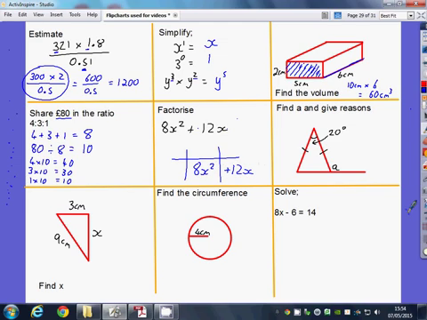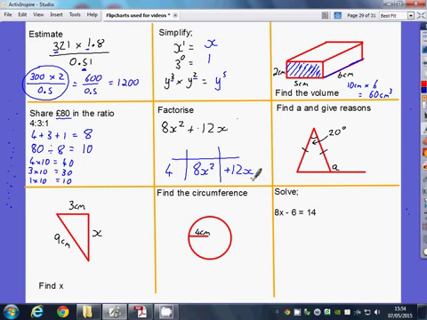Okay, factorising is the opposite of expanding, so we're going back into brackets. I've drawn my grid out already, and I just need to work out what goes here. What goes into both 8x squared and 12x? Start with the number. What number goes into 8 and 12? The answer is 4.